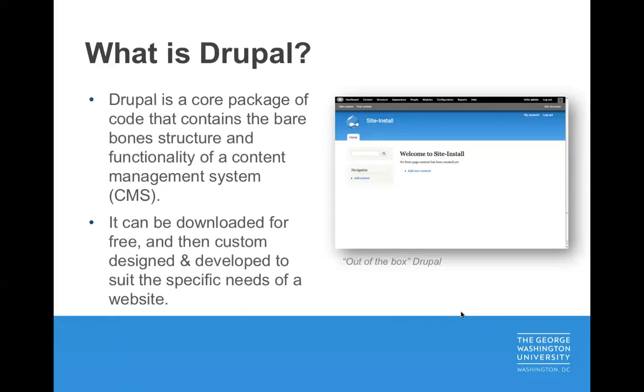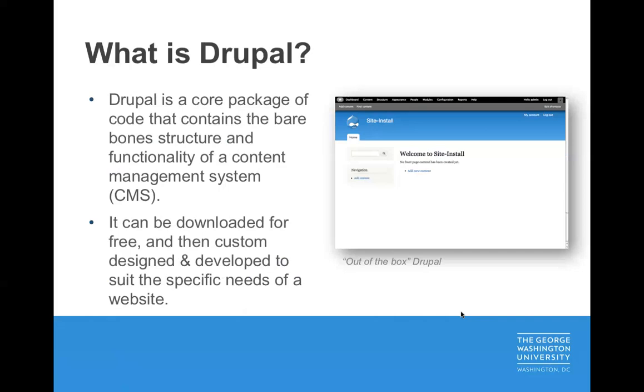So content management systems, there are two versions of them. An open CMS is typically free, which Drupal is. A closed one is one that you would have to pay somebody for access to. So Drupal is an open CMS. It can be downloaded for free off of the internet and then custom designed and developed to suit the specific needs of a website.